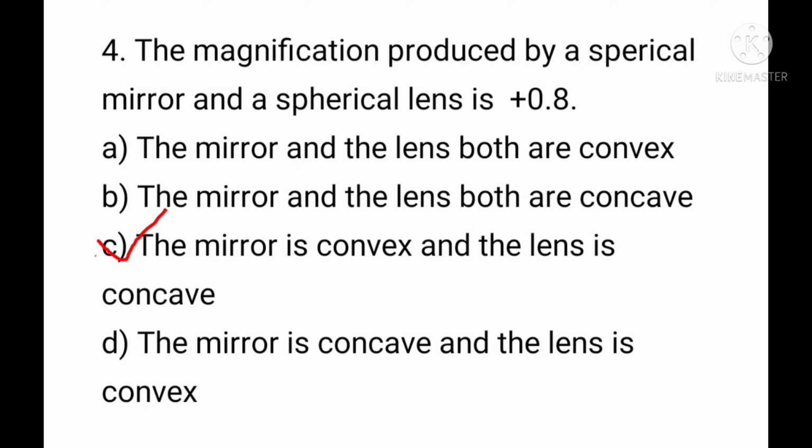Here it is given the magnification is plus 0.8, that means the image formed is erect, virtual and also smaller than the size of the object. Such a diminished virtual image is formed by convex mirror and concave lens. So the answer is option C.